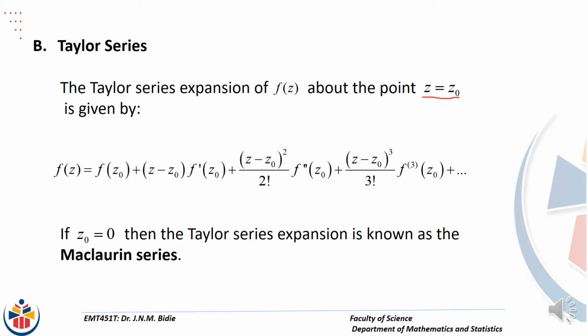But then again, if the value of z naught is equal to 0, then the Taylor series expansion is known as the Maclaurin series.